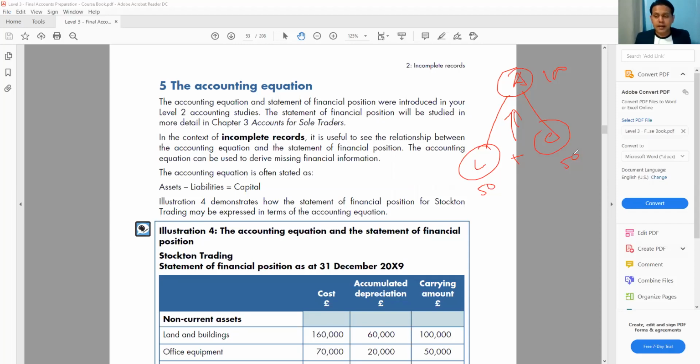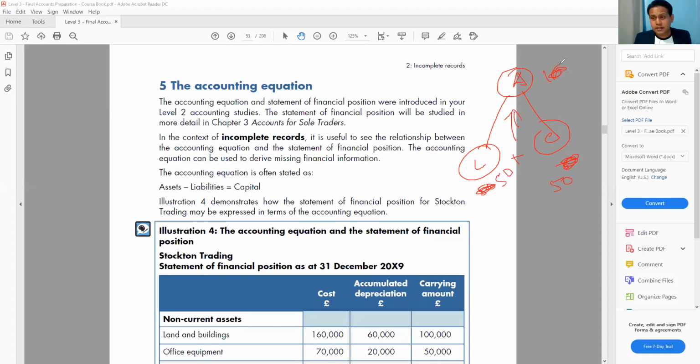In the exam, they might not give you all three. They'll give you one missing. Let's say they'll tell you how much is the capital. So 100 minus 50, so capital will be 50. Maybe they're not going to give you the liability. They'll say asset is 100, capital is 50. How much is the liability? So 100 minus 50 gives you 50.